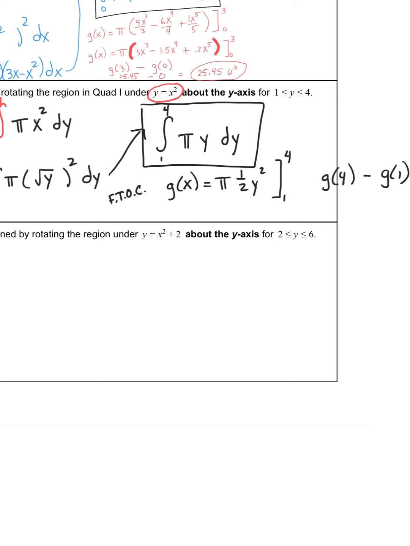When I plug in 4, I get 25.13, and when I plug in 1, I get 1.57. All right, and my volume gives me 23.56 units cubed. So there is a rotation about the y-axis.